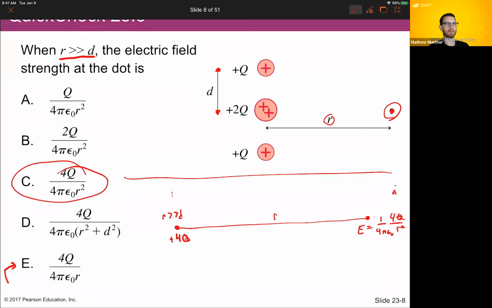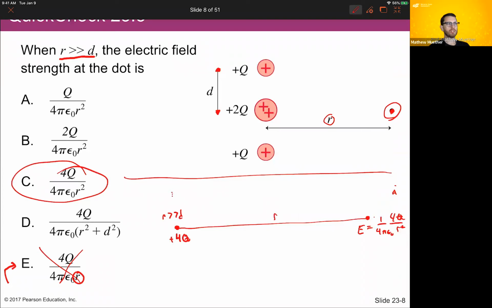Why could it not have been answer E? Yeah, Nathan is telling me because there's only one R, right? The units would be incorrect here because I don't have a distance squared or meters squared in the denominator. So this one I could have thrown out just by the units. All the other ones have the correct units.